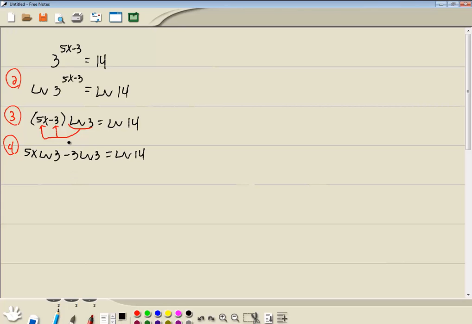First step in solving linear equations, get rid of parentheses. So we just did. Second step is get rid of fractions. Don't have any. Third step is get everything with an x on one side, numbers on the other side. So I'll take the negative 3 natural log of 3 over to the right side. So we get 5x natural log of 3 is equal to natural log of 14 plus 3 natural log of 3. And our last step is to divide both sides by the number in front of our x, but in this case we got a number in front of our x, but we got a number after it too. So we're going to divide both sides by 5 natural log of 3.